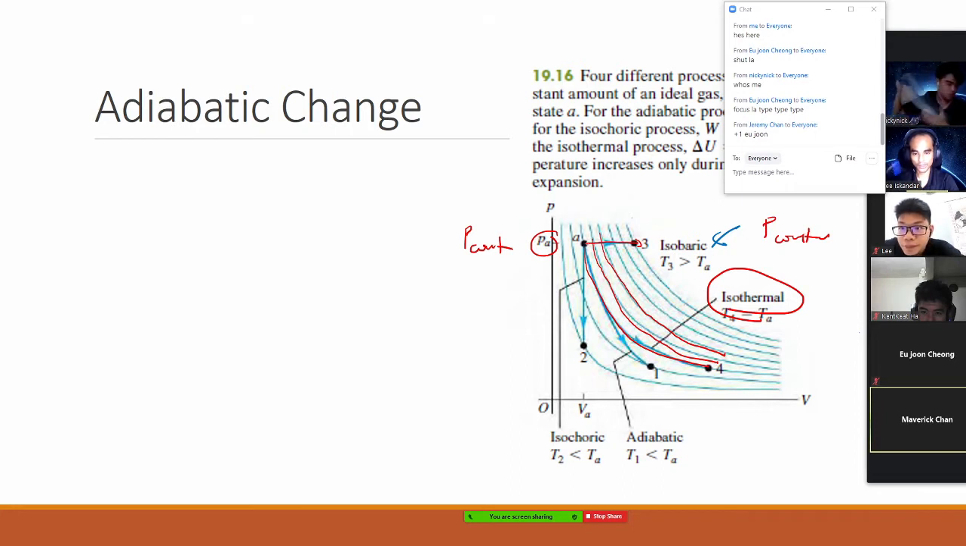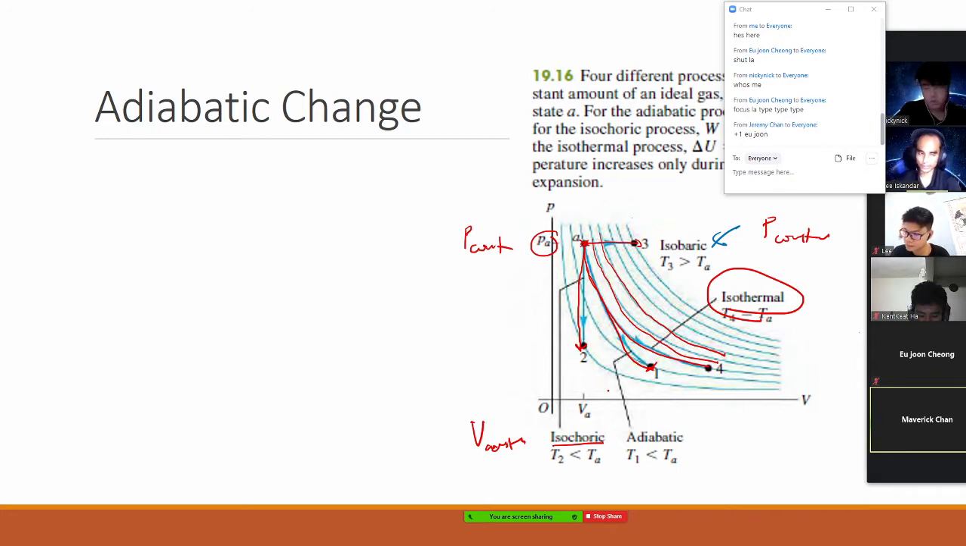Meanwhile, adiabatic does not stay on that line. From A, the temperature can change to the other side. You can change from one temperature to another; it can be increased or decreased. Okay, and isochoric is where we have V constant. The volume is constant throughout the process.